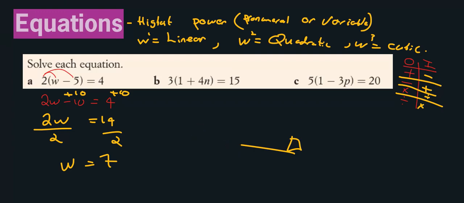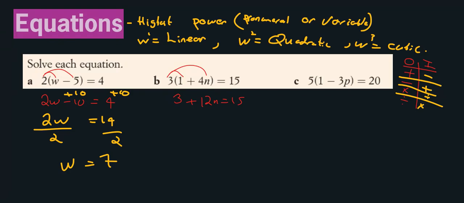Okay, so pause the video and have a go at these questions. Hopefully you've done that now. So I'm going to apply the distributive property. I'm going to get 3, and I'm going to get 12n is equal to 15. We arrived at 3 by multiplying 3 times 1. We arrived at 12n by multiplying 4n multiplied by 3.